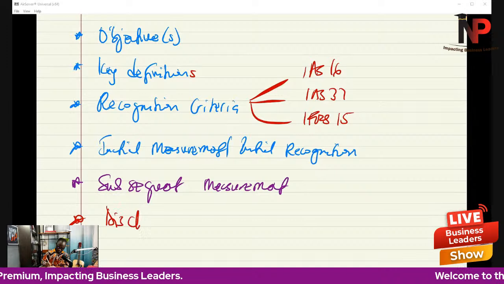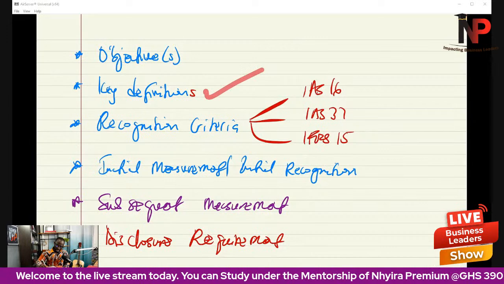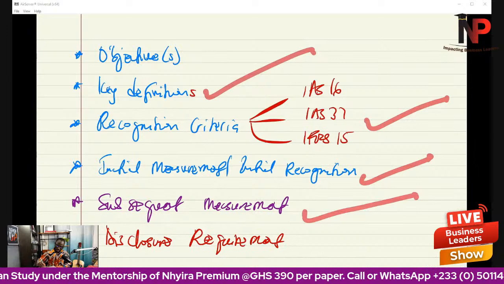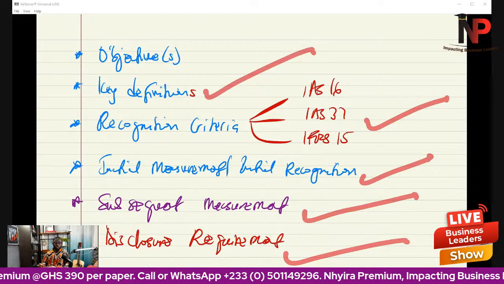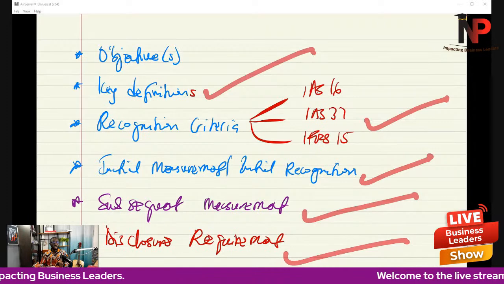Note that your exam question can come from each of these. Certainly the objective is low key, but the key definitions, the recognition criteria, the initial measurement, the subsequent measurement, and the disclosure requirements are all areas that the examiner can throw questions from. So either it's going to be a written or comment question that you have to be aware of, or it's going to be a computational question that you need to deal with. For almost all the standards, when you pick one up, these things must be known.